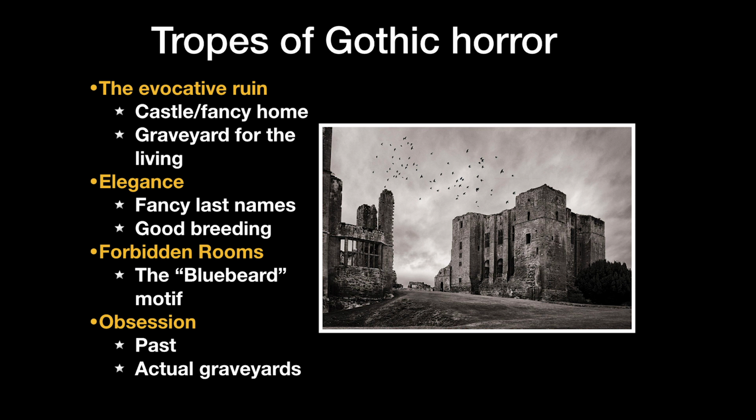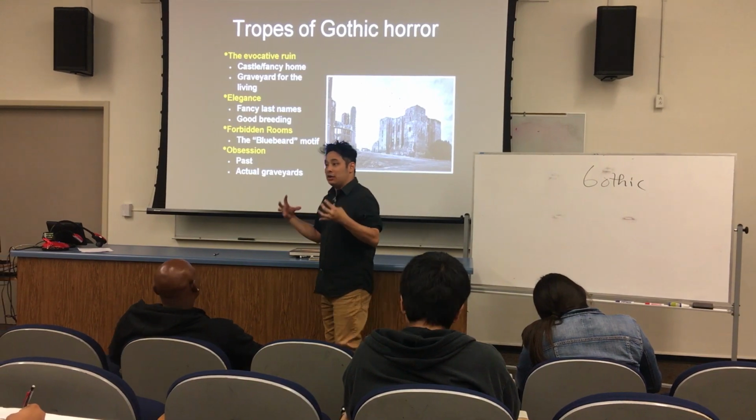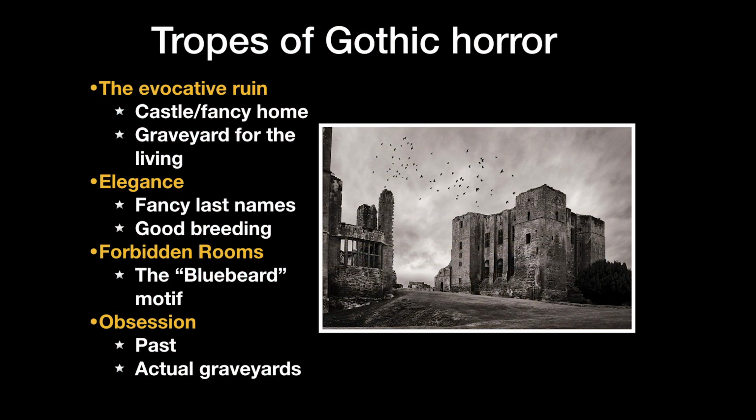In a Gothic horror, you're always going to get a castle or a fancy home. Gothic horror is usually told from the perspective of people who are wealthy. The interior of the castle is almost like a living graveyard of people who are living past their prime. Elegance. Every time you are in a haunted house story, you're always going to be dealing with a fancy last name, usually a fancy British last name, like Allardyce, Belvedere, okay?